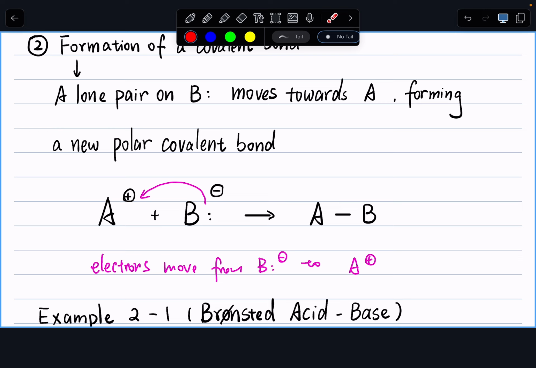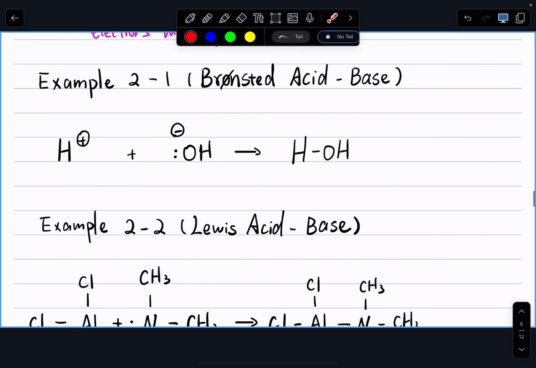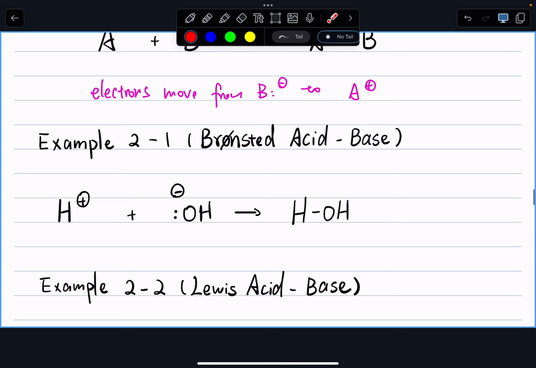A typical example of this kind of arrow pushing is acid-base chemistry, something we did before. You have an H plus, you have an OH minus. We're forming a new chemical bond here, so the arrow pushing goes like that. It comes from the electron pair, pointing towards the electron positive cation. It can be a full arrow, like H plus and OH minus forming a neutral species.